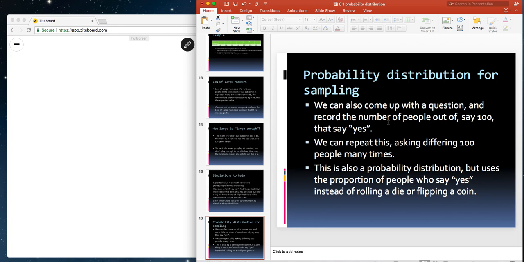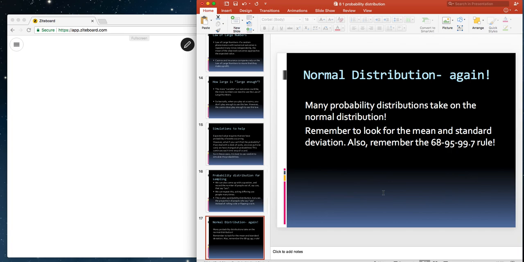But it doesn't actually have to be a number. It could just be the number of people who say yes to a question. So if you surveyed people, like, would you buy this product if we were to sell it for this price? And people would either say yes or no, or I don't know. So we could count the number of yeses. We can repeat this over and over again, asking 100 people each time, and we can start to see a trend of what we may see. This is a probability distribution, but it's using a proportion of people who say yes instead of the number that you get on a dice. So you can do proportions.